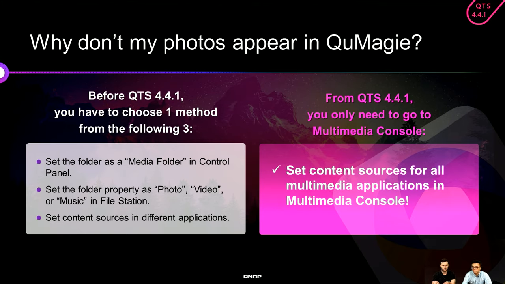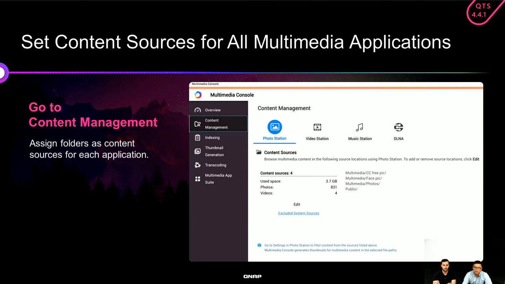You just need to go to Multimedia Console and set the content source, and then you can see the photos in QMagic. This is how it looks. You just go to the Content Management page and assign a folder as the content source for QMagic or Photo Station, and then you can see all the photos in the applications.